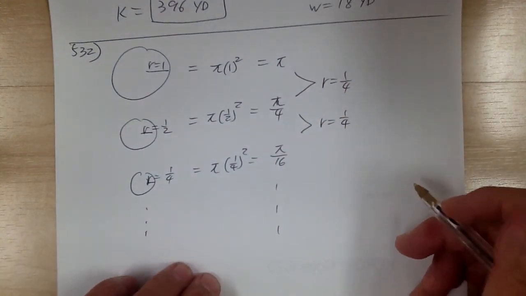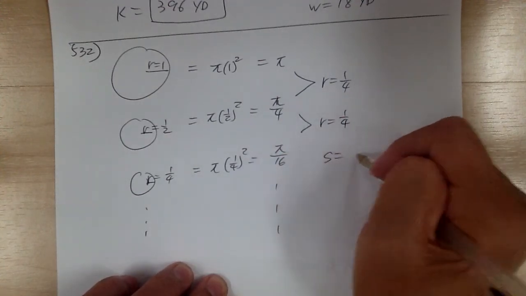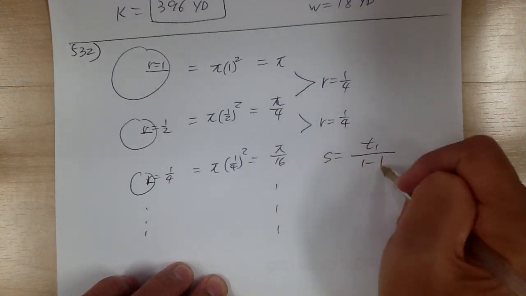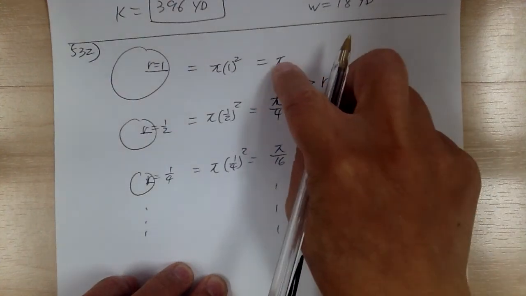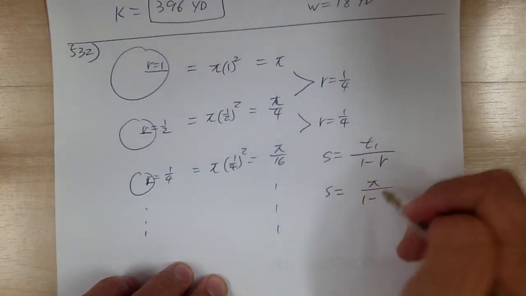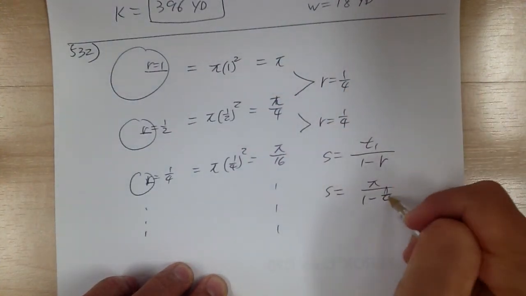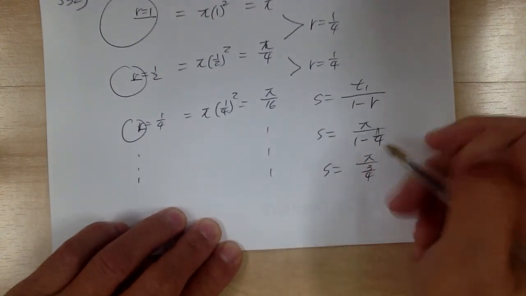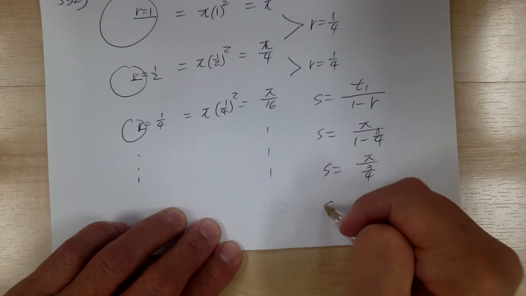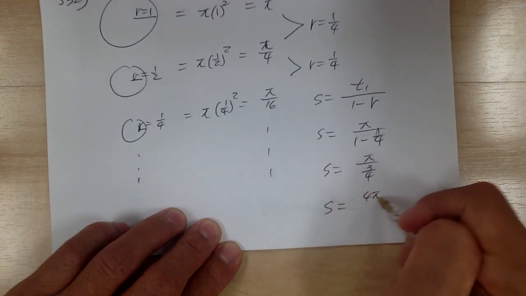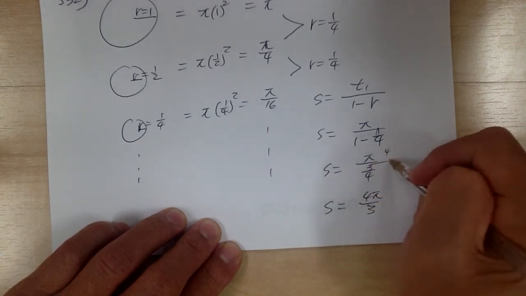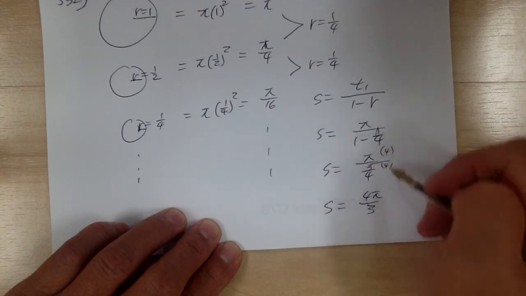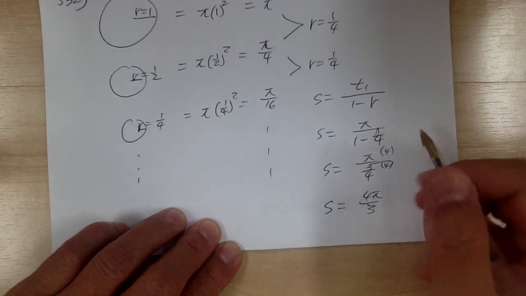Okay, so for an infinite series, the sum is equal to T1 over 1 minus r. So T1 is your first term, so it would be pi over 1 minus r, where r is 1/4. So S will equal pi over 3 over 4. And so you multiply by the common denominator, so S equal to 4 pi over 3. So you just multiply by 4 to clear the complex fraction. Okay, and that's it.